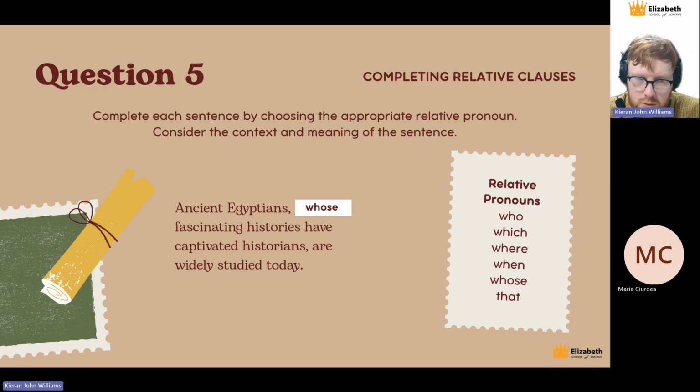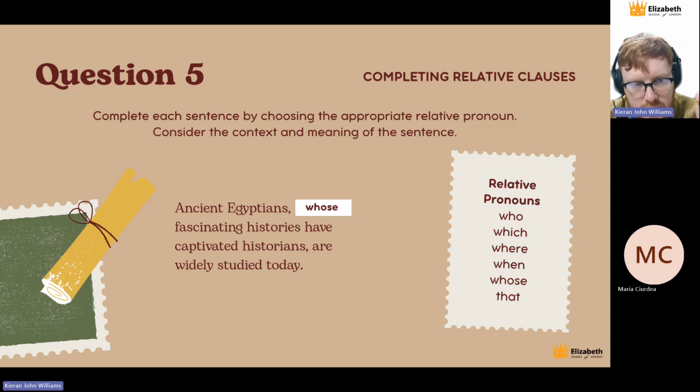the histories belong to the Egyptian people. So if we're talking about something that belongs to somebody or is owned by someone or is the possession of someone, whose. Very good. Okay. So another example of this could be, like, Sarah, whose husband is a chef, has 3 children or something like that, because the husband is the possession of Sarah. Okay. So the histories belong to the Egyptians.